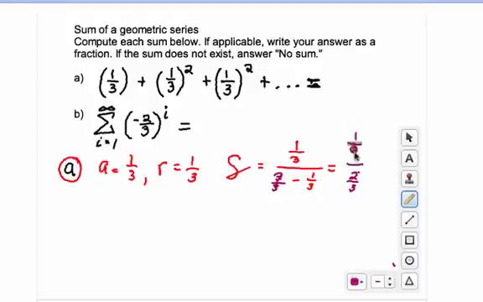So we have this complex fraction, but remember this is the same thing as 1/3 divided by 2/3. Whether we write it either way, it means the same thing. When you have something like this, you simply take 1/3 and multiply it by the reciprocal of this number. So this is going to be 1/3 times 3/2. You can simplify the 3's, and this is going to leave you with 1/2. So the sum for this first example is 1/2.